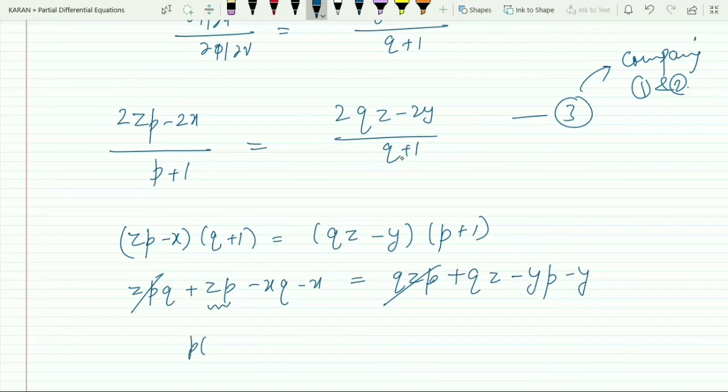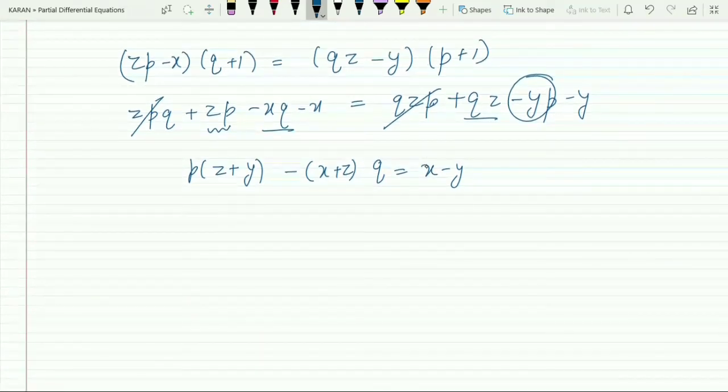P times, so this will be z plus, and 1 py will come from here, y, correct? And when you club the terms from q, this will be minus x, and from here it will be minus z. So I will take minus common, so this will be x plus z, correct with this? And this thing must be equal to x minus y. So just take x to the right hand side. So can I say this is the equation of the form Pp plus Qq equals R.